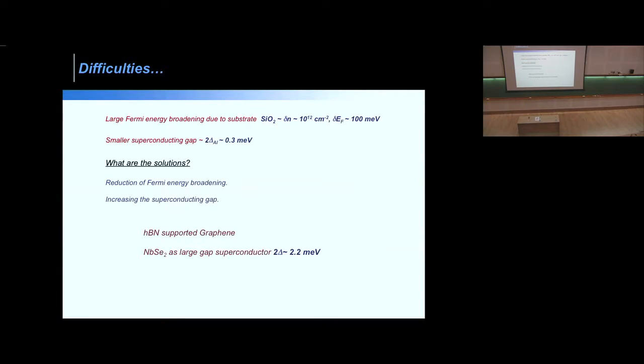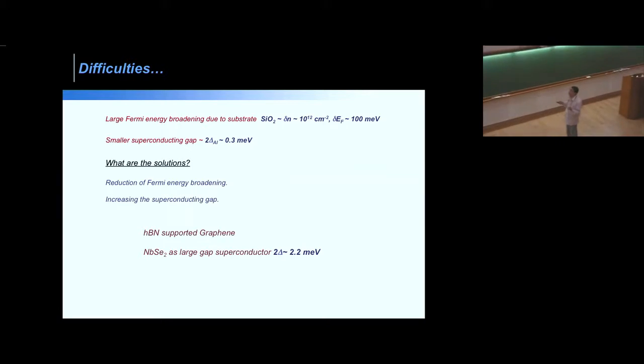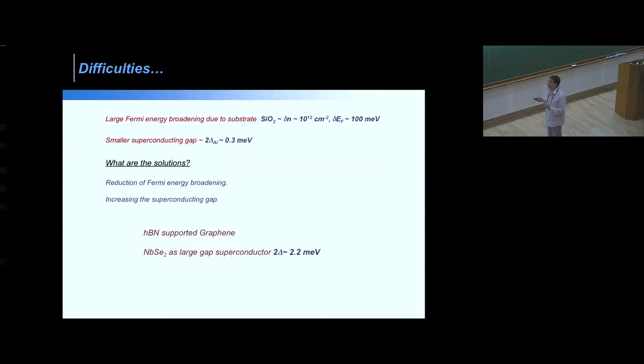So what is the solution? The solution is either you reduce the Fermi energy broadening, as well as you can think of using a larger superconducting gap. So that's the reason we have used these HBN encapsulated, HBN supported devices, and we use NbSe2 as a large superconducting gap, which is like 2.2 meV.